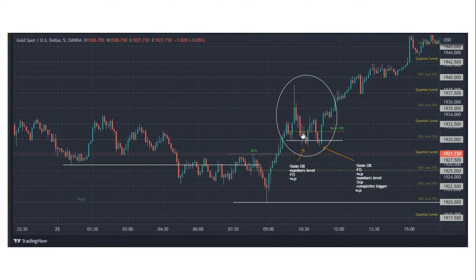As you can see here, we have a 5 minute order block. We have price doing a fake out here at a numbers level, 1930. The fake out also brings about a W pattern. So we have four confirmations thus far. Price goes up, comes back down again to do a fake out, W pattern, 5 minute order block, price level, completes a bigger picture W pattern. And that's more than enough for me to enter trades after here.